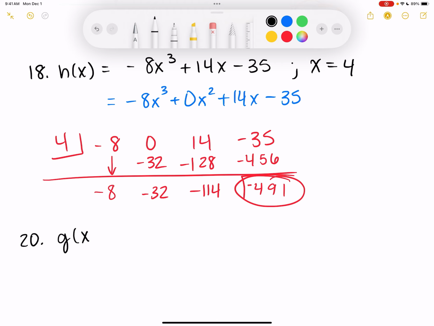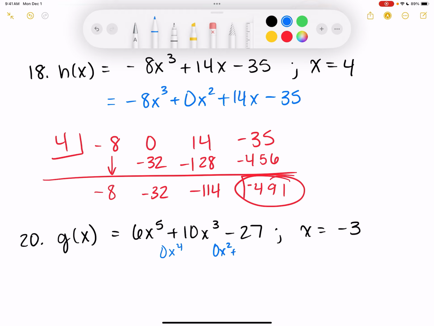All right, g of x is equal to 6x to the 5th plus 10x cubed minus 27, and x is equal to negative 3. We're missing terms. I'm missing x to the 4th, so I'm actually missing 3 terms. Instead of writing the whole thing, I'm going to write 0x to the 4th, then 0x squared, and then 0x. I'll know that all those go in. If you want to rewrite the whole thing, you can do that, but a lot of times I'll just fill in where my missing terms are.